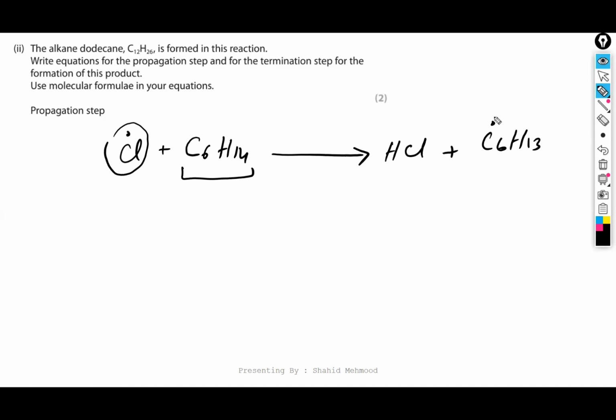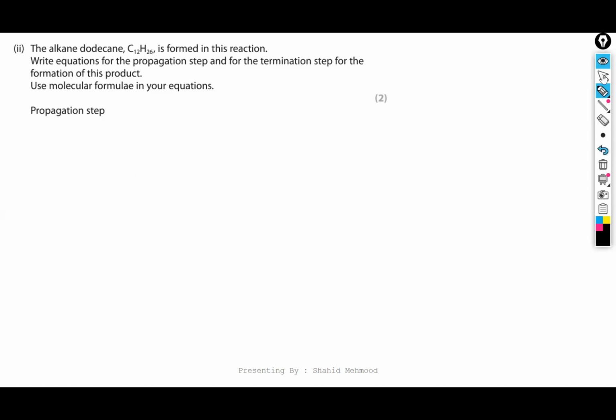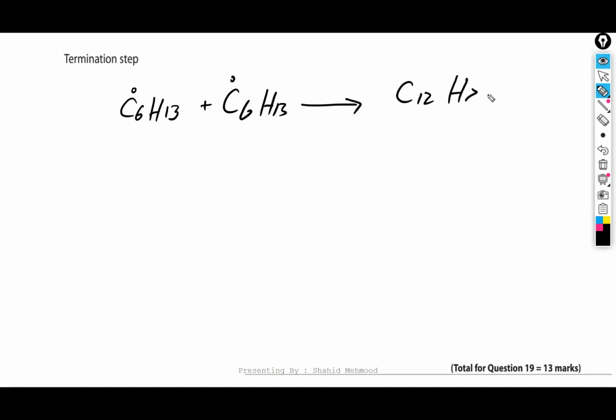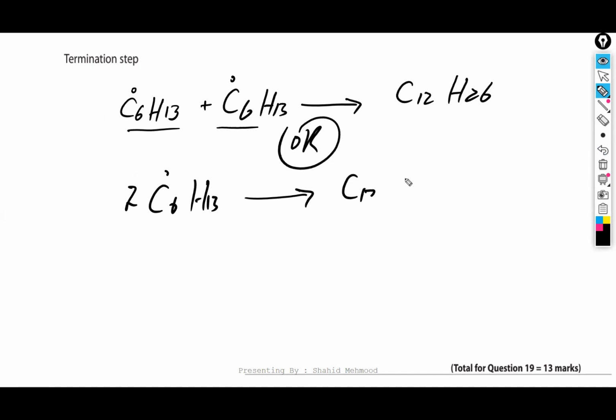In the free radical mechanism, in the propagation step, on the reactant side there is one free radical and one molecule. On the product side there is a molecule and a different free radical. While in the termination step, we are supposed to make the product C12H26, which is dodecane. So we combine only this free radical with this free radical. You can simply write C6H13 twice, and they give C12H26.